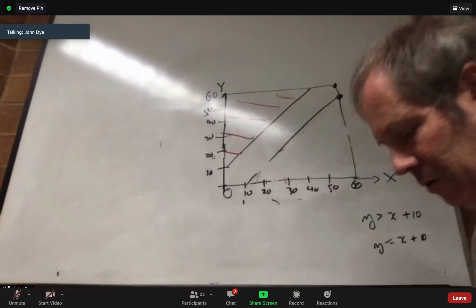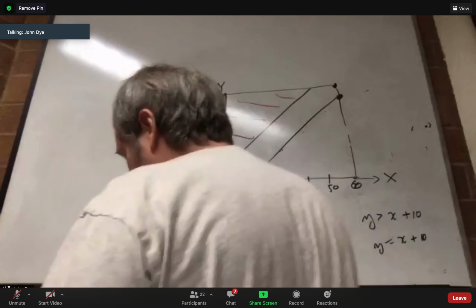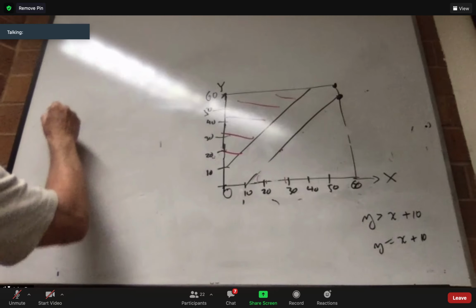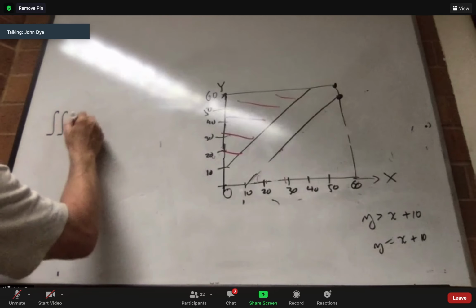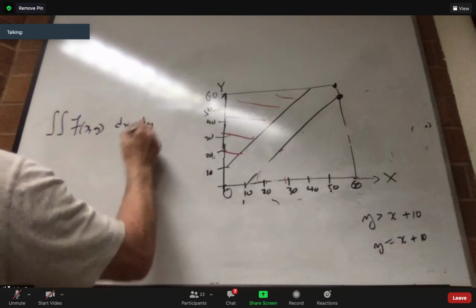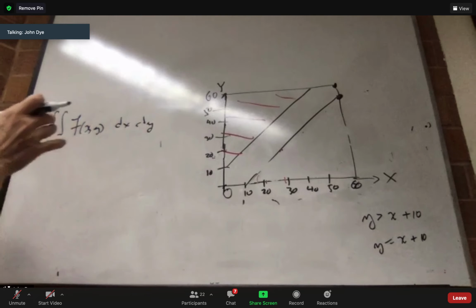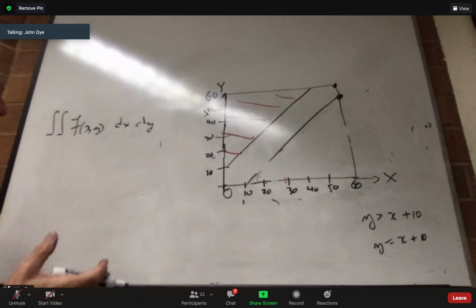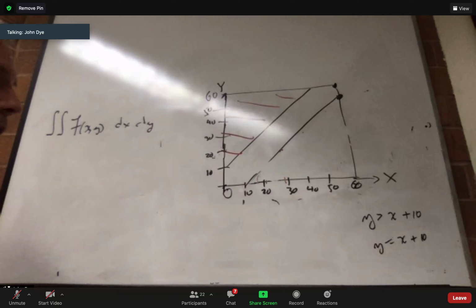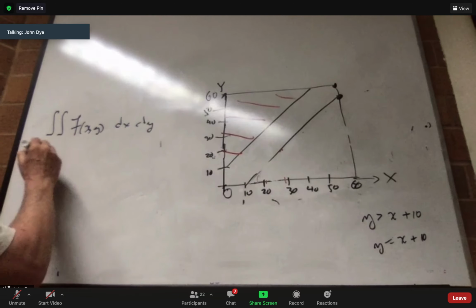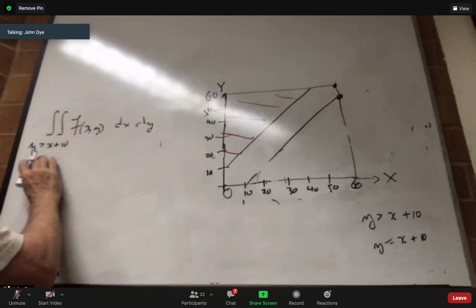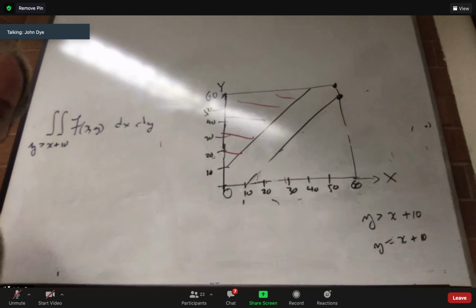Okay, so what do we have to do? Double integral. Now here's that joint density function. And what is the region of the support of this density that we're looking at here? So y is greater than x plus 10. Okay? That's a double integral.